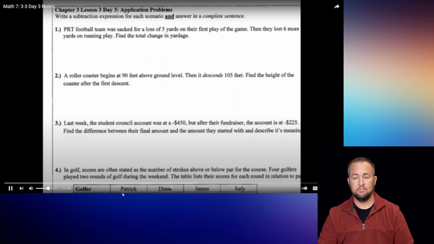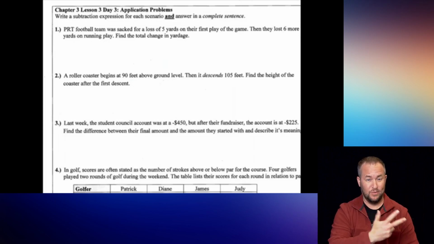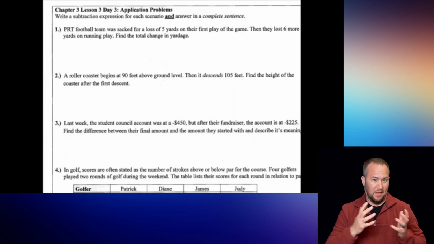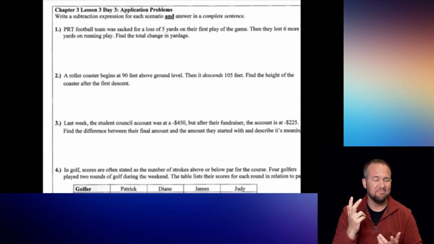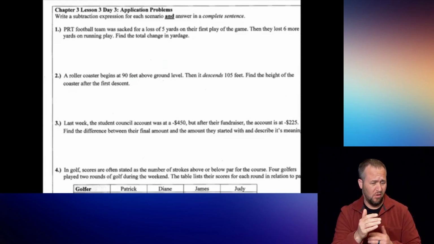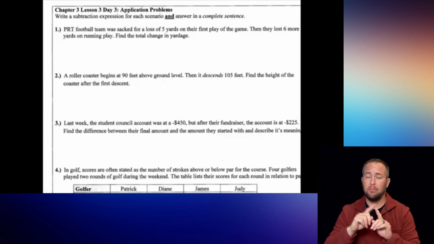Alrighty, so 3-3, or yeah, day 3. That's a lot of threes. We're doing word problems, our favorite thing ever. I get that, but these notes actually look almost identical to the addition and subtraction word problem notes, only now we're just going to use a subtraction expression instead.